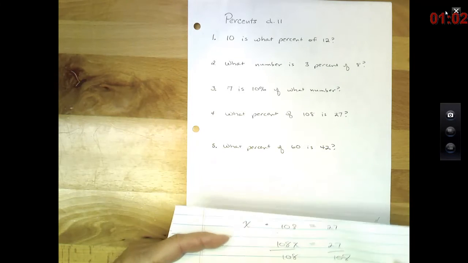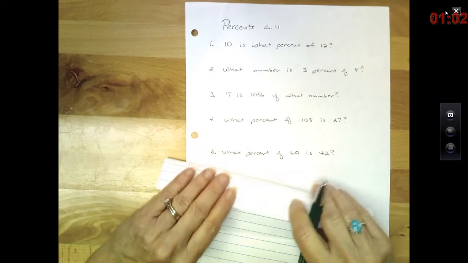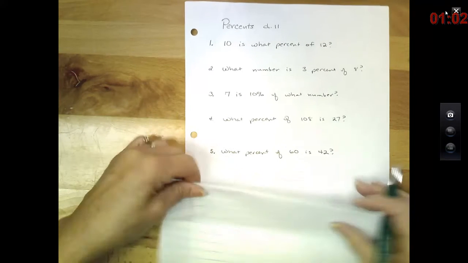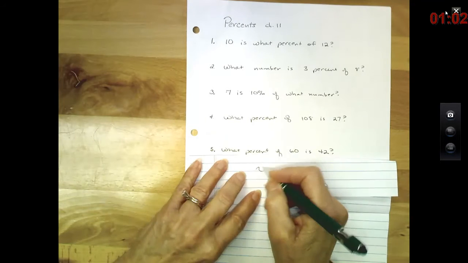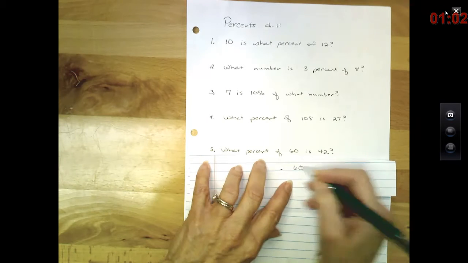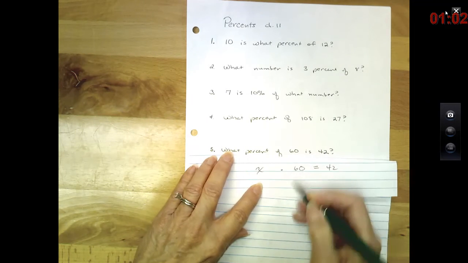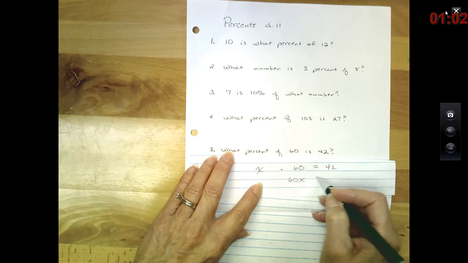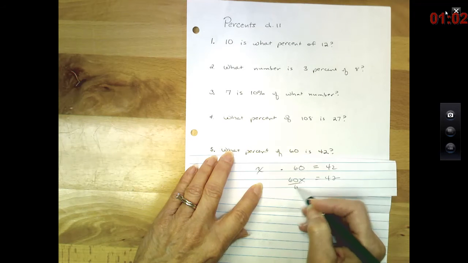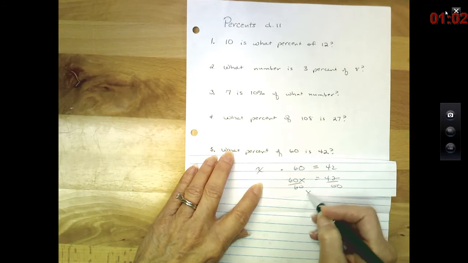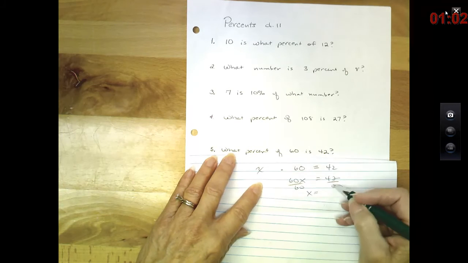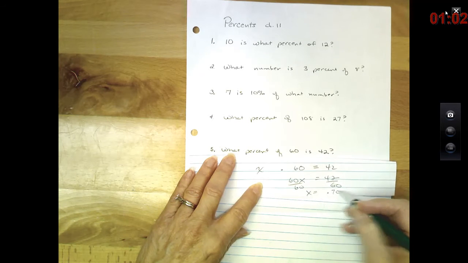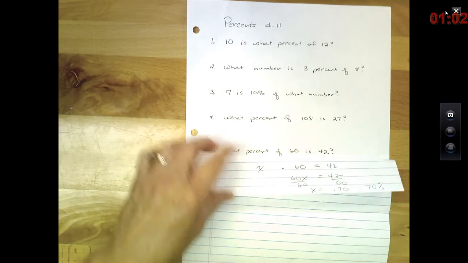Okay, last one. What percent of 60 is 42? So that's 60x equals 42, divide by 60, and then make it a percent. So it came out to 0.70 or 70%. Any other questions?